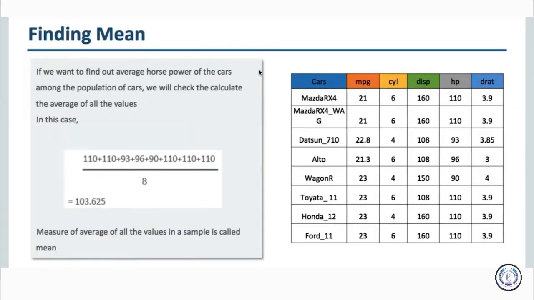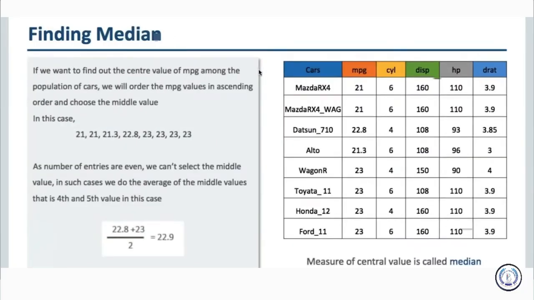If you want to find out the average horsepower of the cars among the population of the cars, in this case we'll calculate the average, or mean, of all the values of the horsepower. So we'll get the average value of the horsepower in the whole sample population. Then let's say we need to find the center value of the miles per gallon among the population of the cars. How to get the central value? We can get it with the help of the median of the whole data set. If the number of entries is even, then we need to consider two entries. If it is odd, then we can take the middle value. That's what they're doing here.